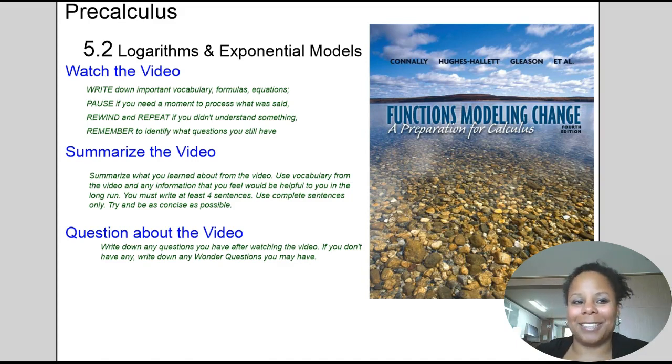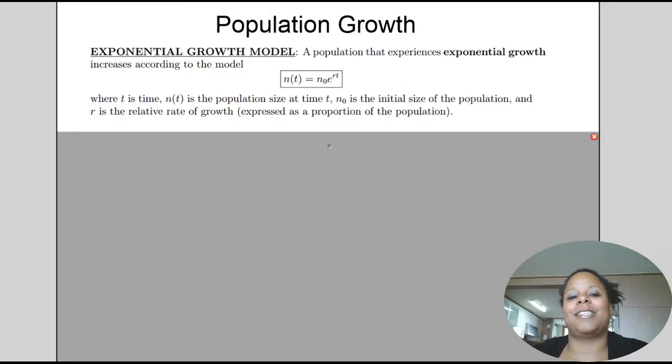All right, let's begin. So if you ever see a population growth, most of the time, 90% of the time, it's described using an exponential growth function that looks something like this, where n represents the population size at time t, n naught represents the initial population at the initial time, and r represents the relative growth rate.